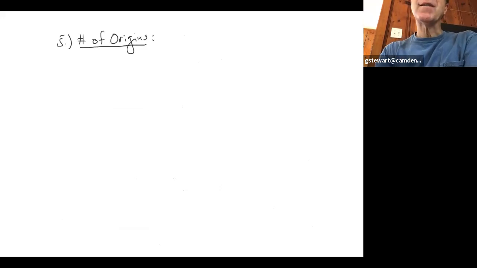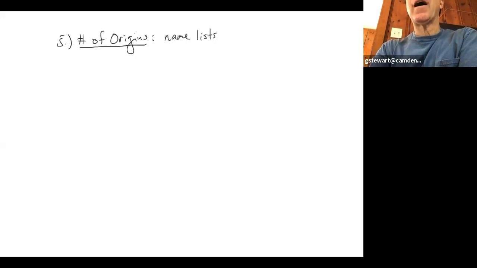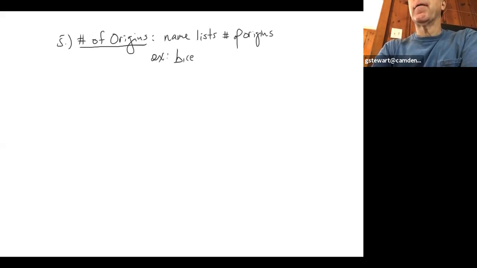And the next one on our list, I think, is number of origins. So some muscles in their name itself tell us how many origins that muscle has. So I'm just going to say name lists or describes the number of muscle origins. Just like the name says, classic examples are the one that I used earlier, biceps brachii.